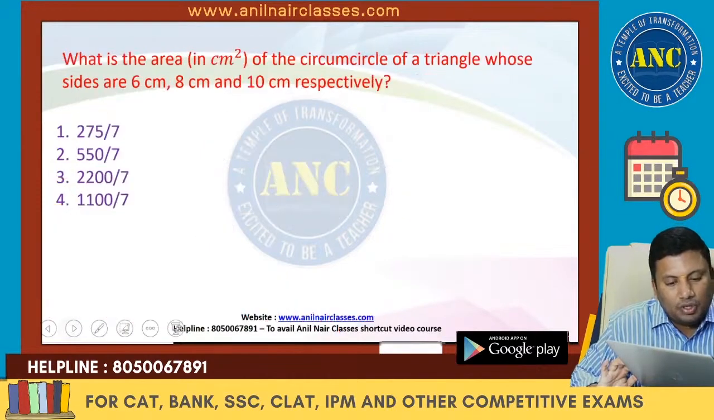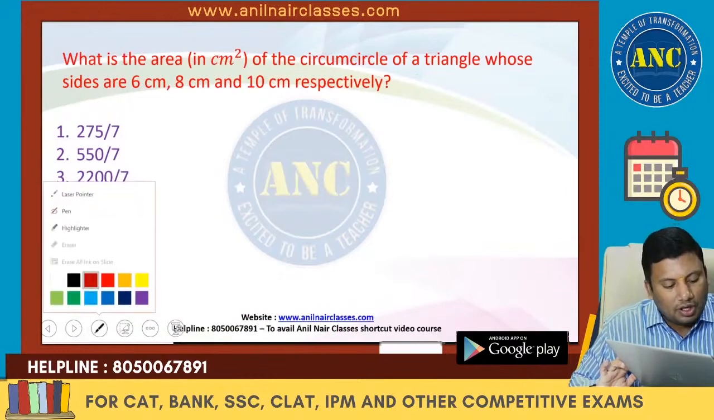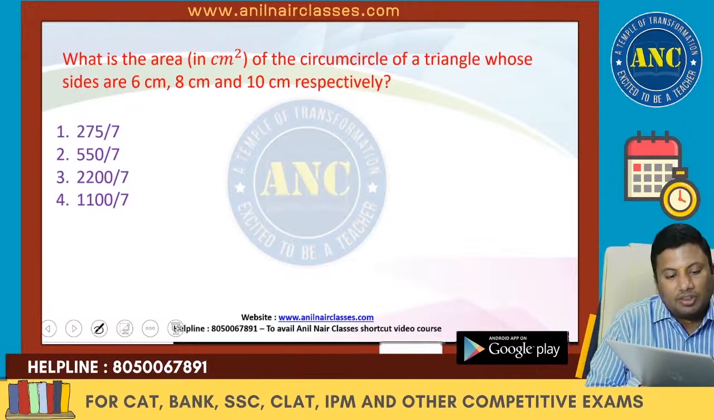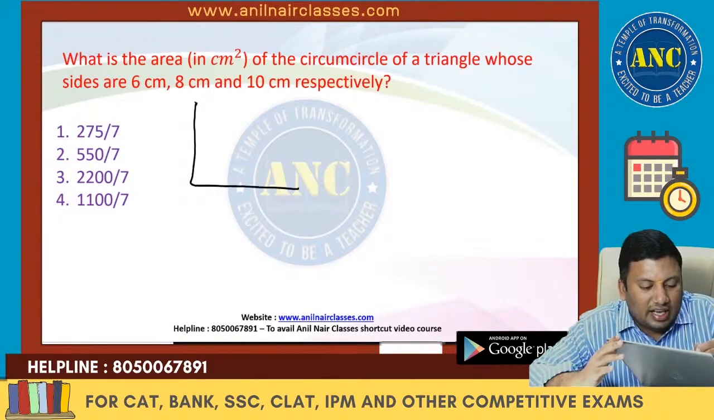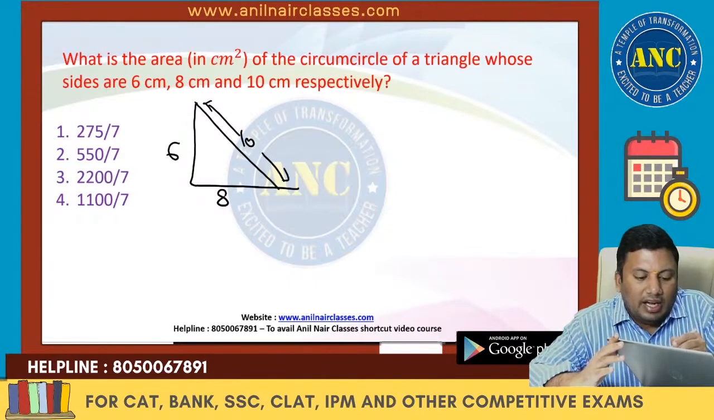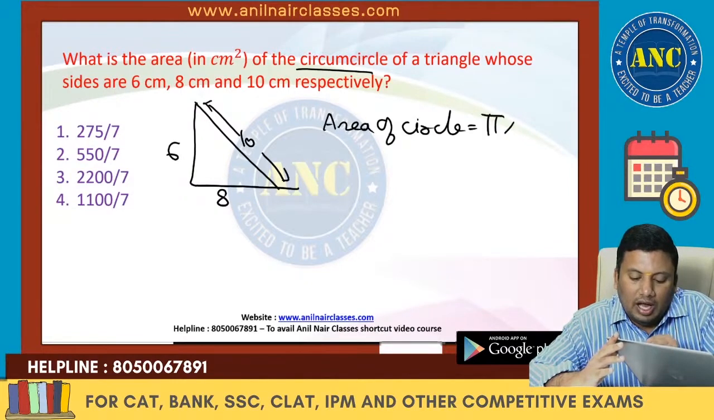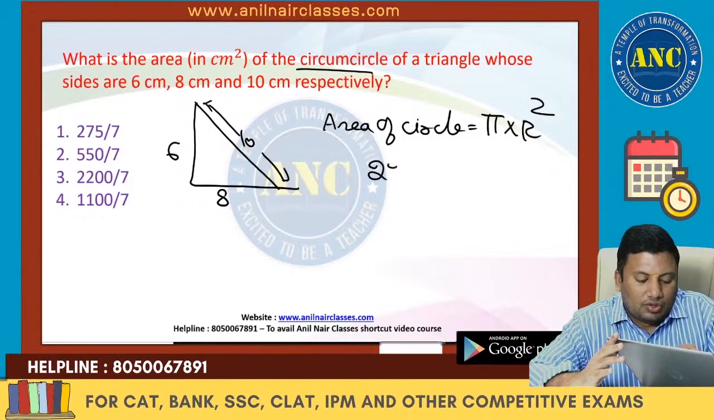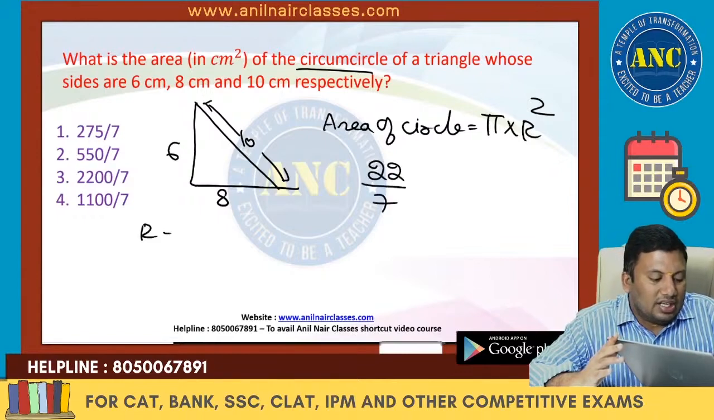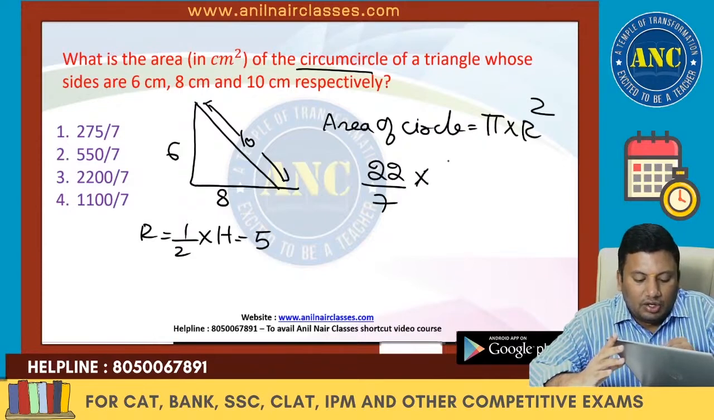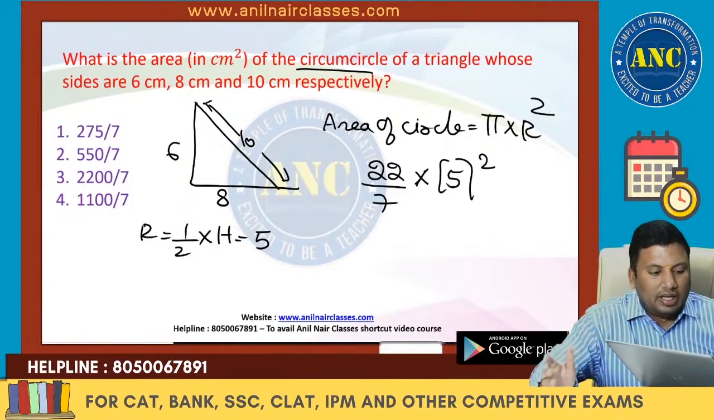Side is greater than 2 into R. Next one. What is the area of the circumcircle of a triangle with sides 6, 8 and 10? The area of a circumcircle is pi r square, so 22 by 7. The circumradius is half of the hypotenuse, half into h, which is 5. So 22 into 5 square.